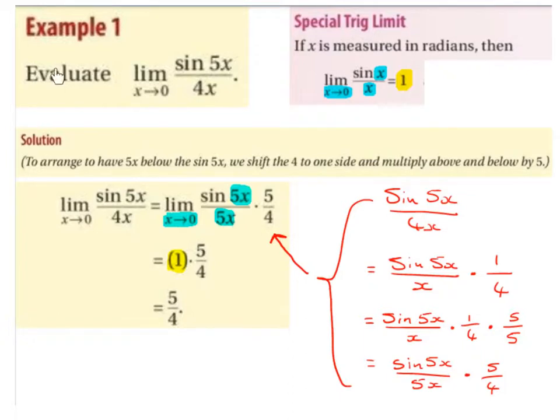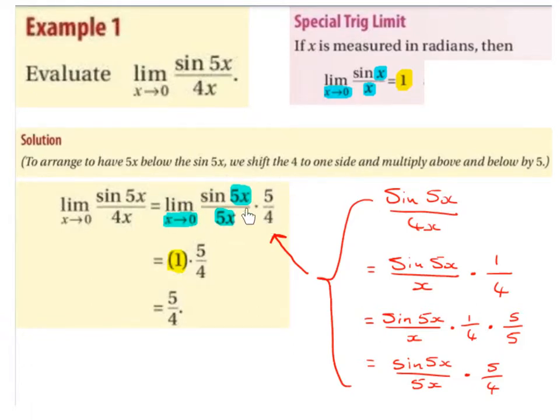Example. Evaluate the limit of sine 5x over 4x as x approaches 0. To arrange to have 5x below the sine 5x, we shift the 4 to one side and multiply above and below by 5. So the limit of sine 5x over 4x as x approaches 0 is equal to the limit of sine 5x over 5x multiplied by 5 over 4 as x approaches 0.